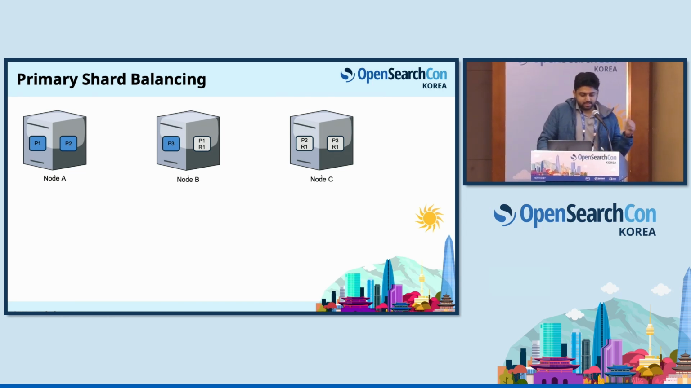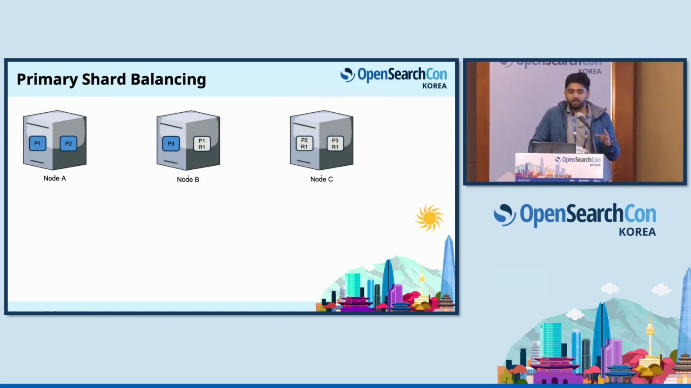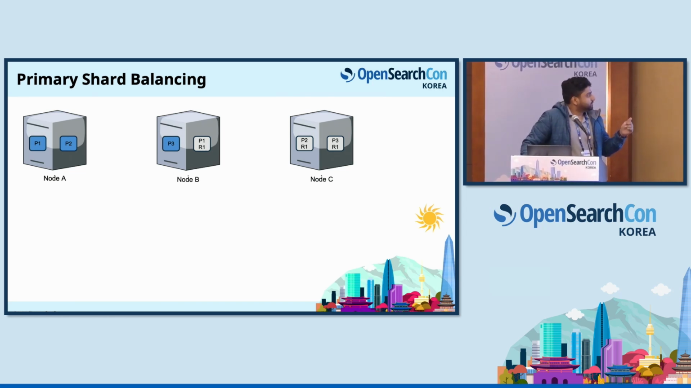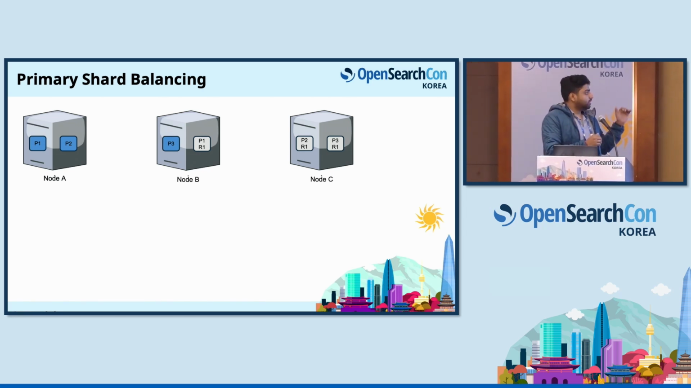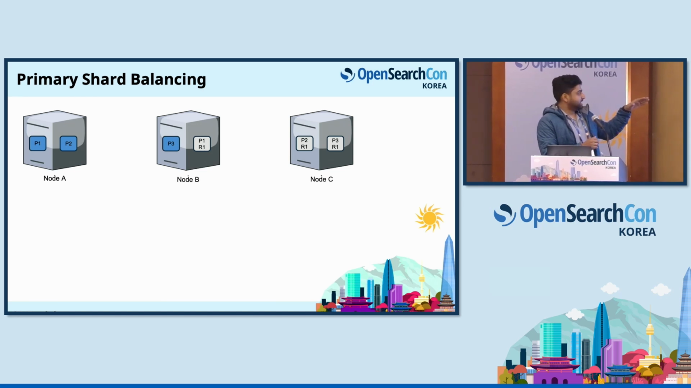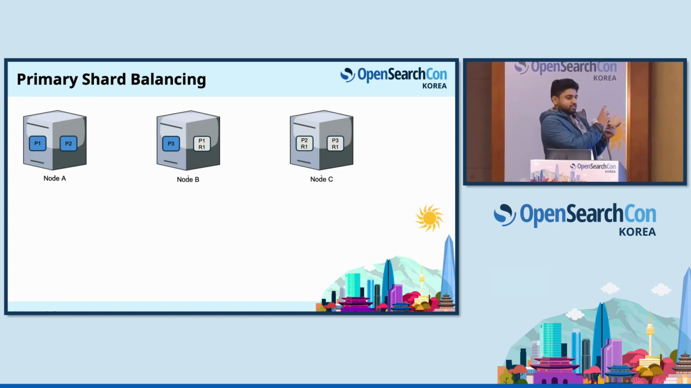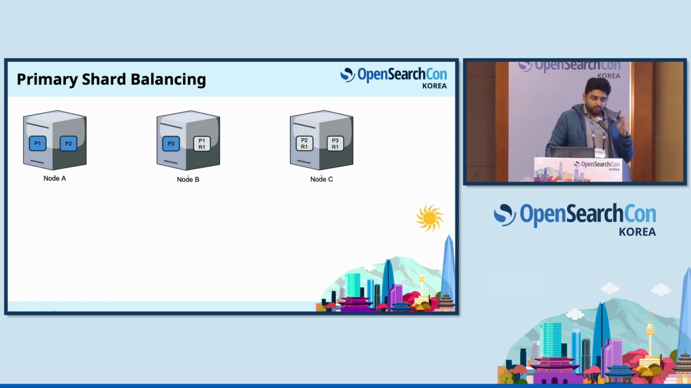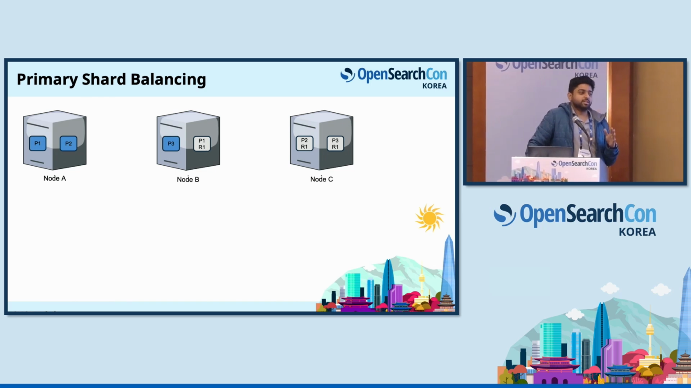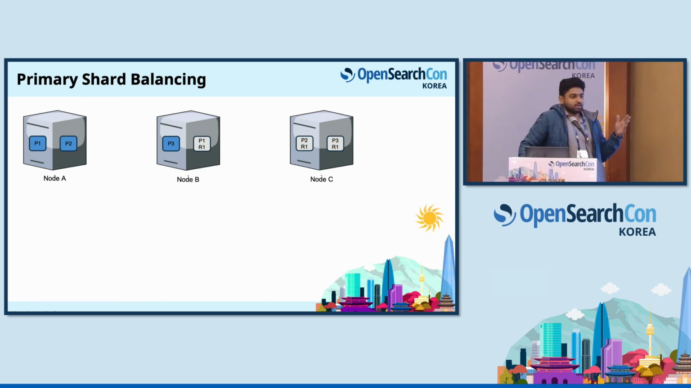Now I'll quickly explain the primary shard balancing problem with an example. So let's assume that you had a document replication setup with 3 nodes, 3 primaries, each primary had 1 replica. Now it could very well happen that in the document replication world, OpenSearch would assign the shards something like this, where node A has 2 primaries, node B has 1, and C doesn't have any primary because it is having 2 replicas.